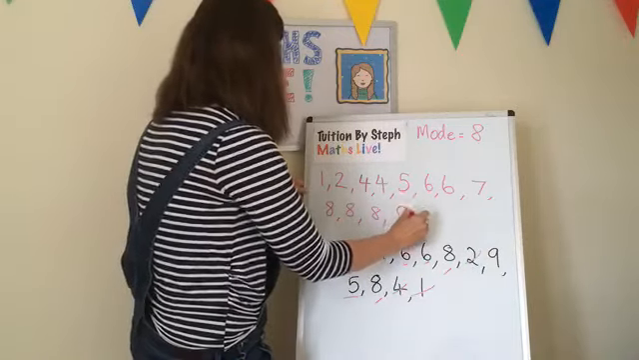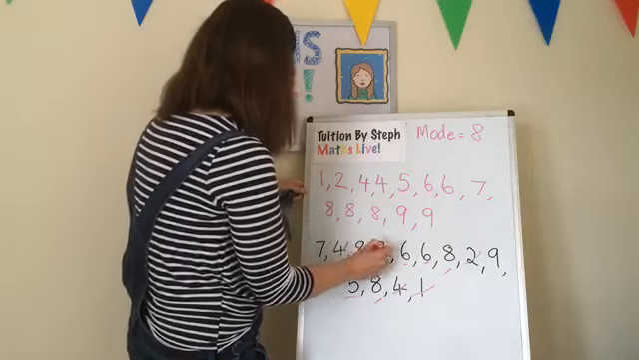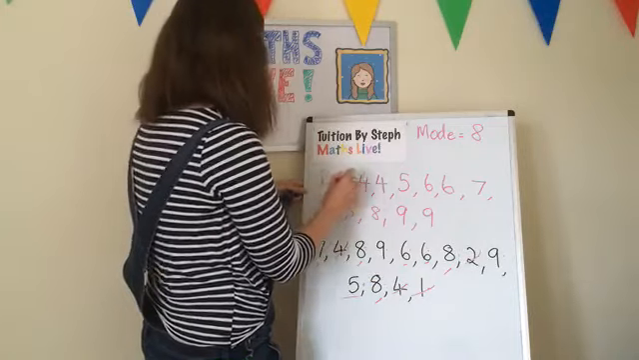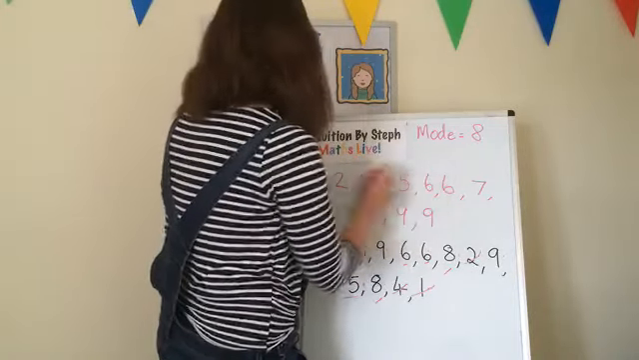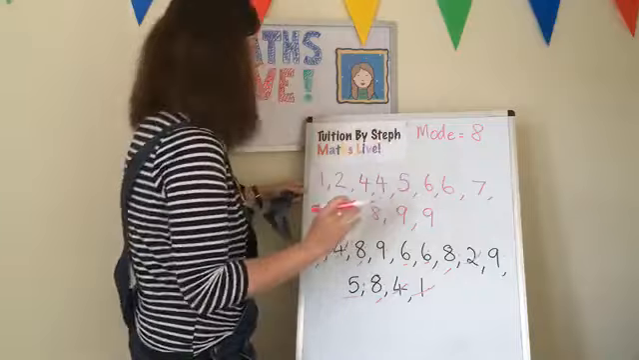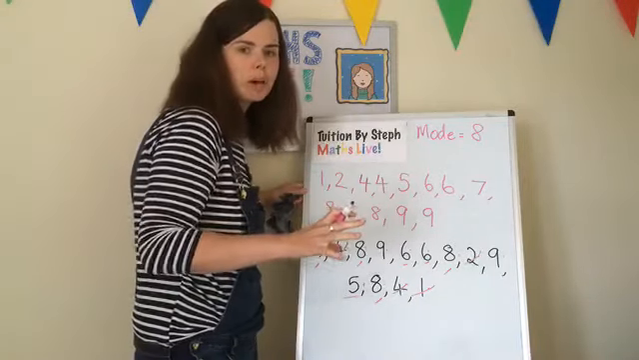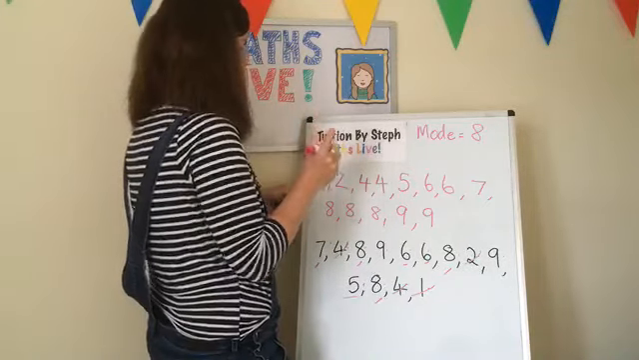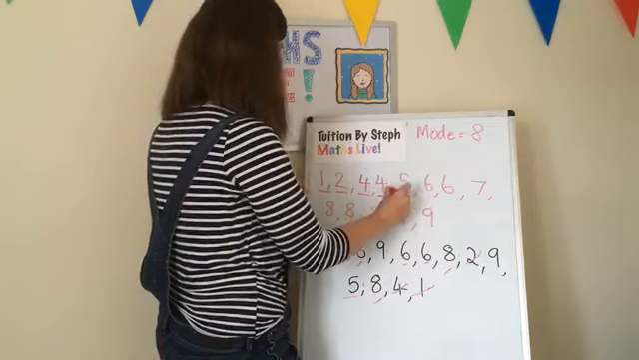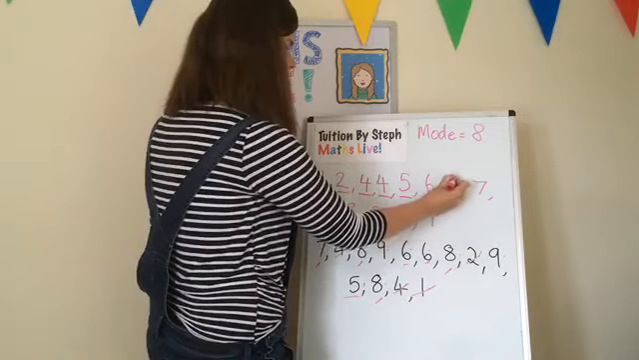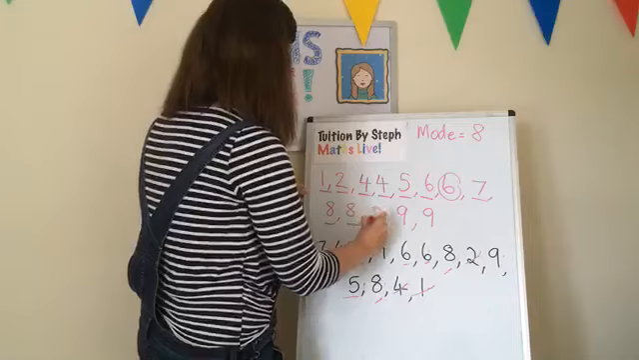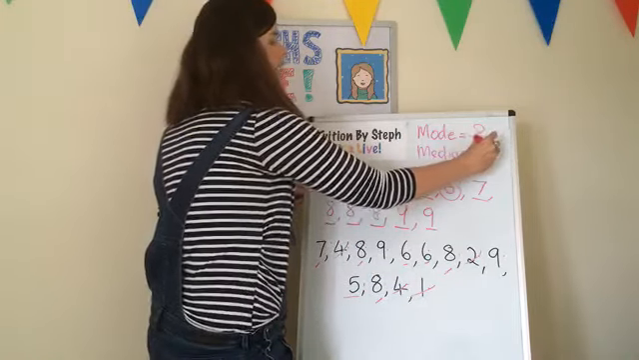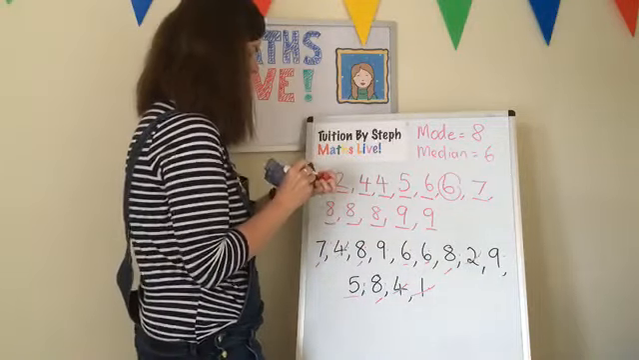I'm still going to check. So we've got 1, 2, 3, 4, 5, 6, 7, 8, 9, 10, 11, 12, 13 numbers. 13 is an odd number, so there must be just one number that makes up the median. That must mean there's 6 on each side. So is this the number? Let's check. 1, 2, 3, 4, 5, 6. Yes. So the median is 6. Well done if you got that.